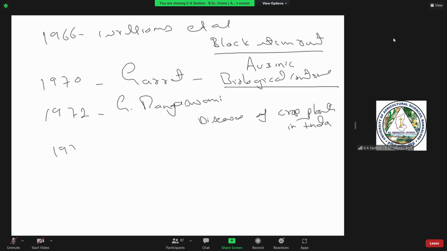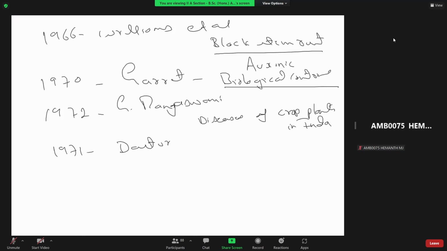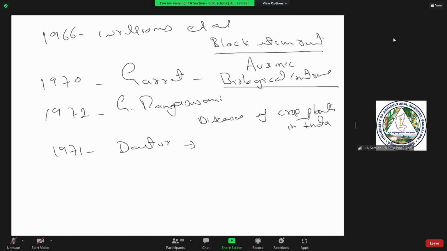In 1971, another scientist from India called Dastur was the first Indian plant pathologist to establish a species. That is, he was the first person to show the species called Phytophthora parasitica. This was the first publication or identification of a particular fungus causing plant diseases.